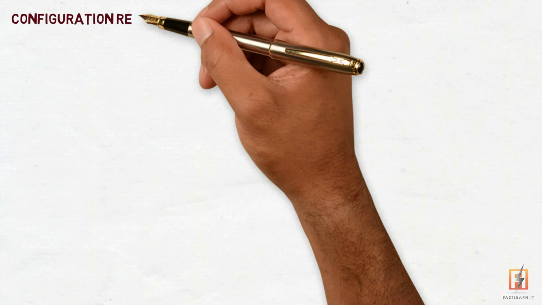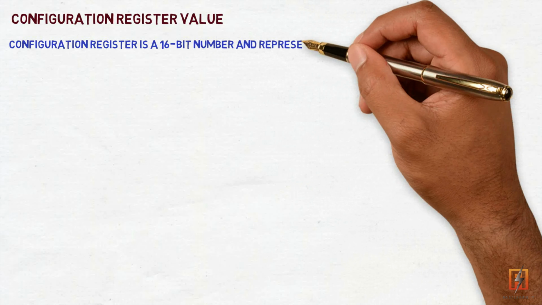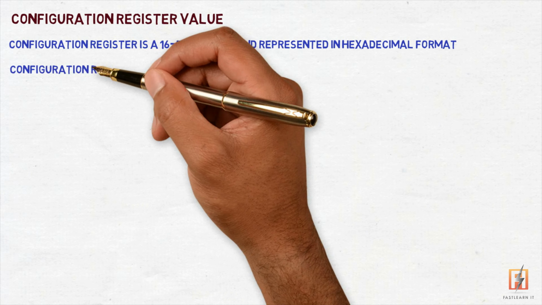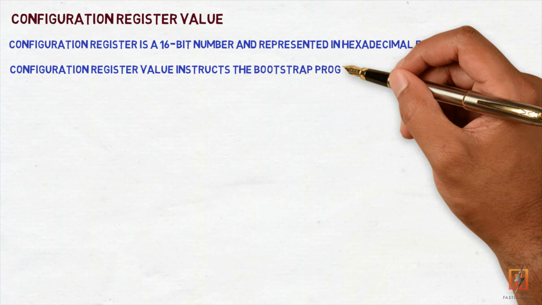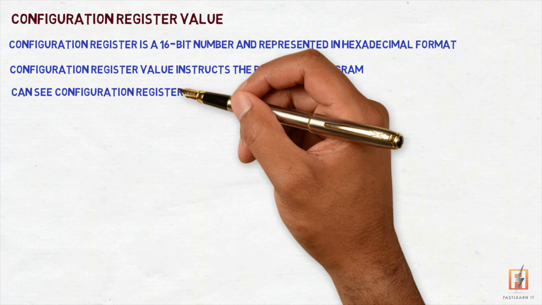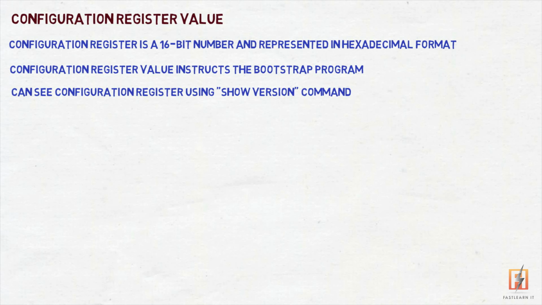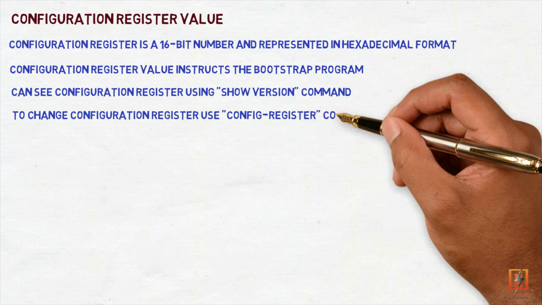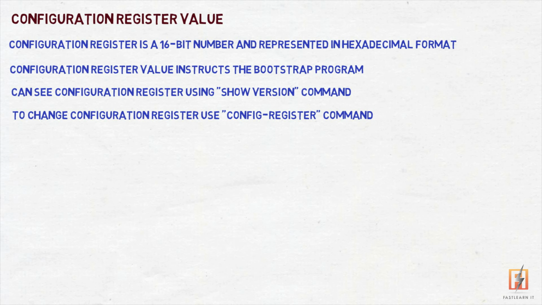Okay, next, the configuration register value. It's a 16-bit number represented in hexadecimal format. The configuration register value instructs the bootstrap program where to find the IOS and configuration file. By using the show version command, you can view the existing configuration register value, and also you can change the existing value by using the config-register command.